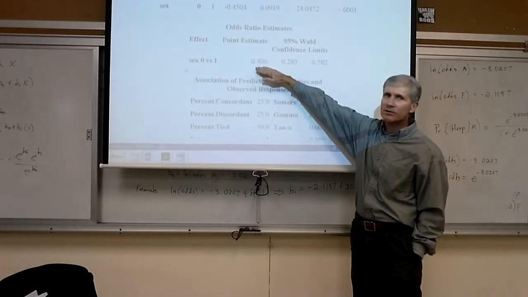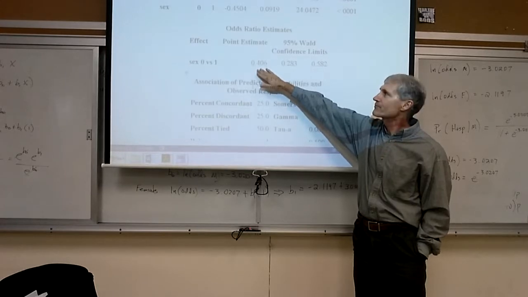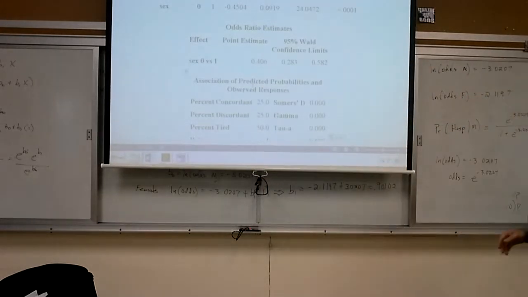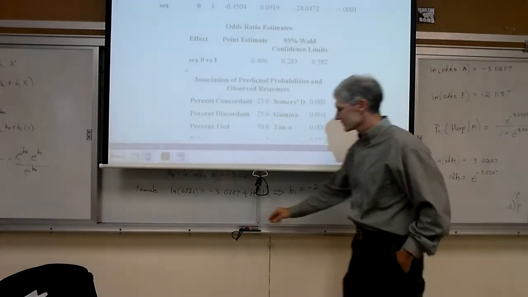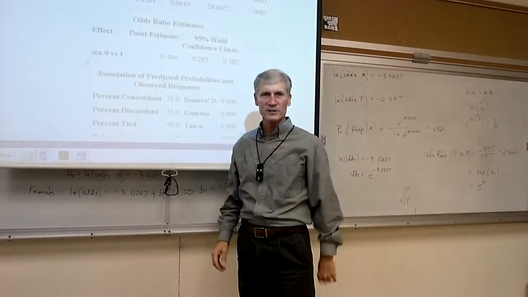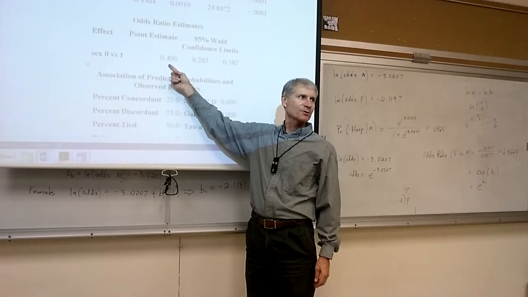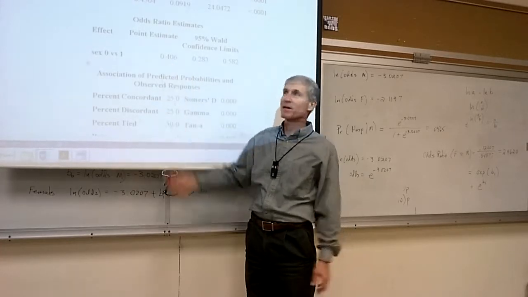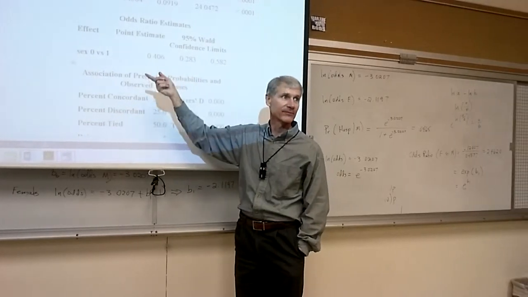What did it do to this? Odds ratio before was 2.462. We'll take the reciprocal of 2.462. Take 1 divided by 2.462. What do you get? 0.406. So what did it do when I made it a class variable? It switched my reference group. It put the other one on the bottom, right?